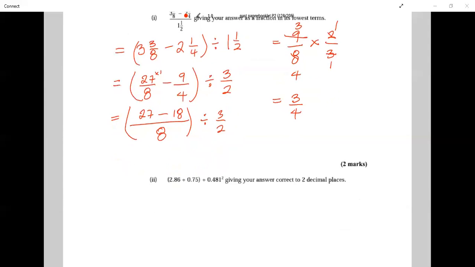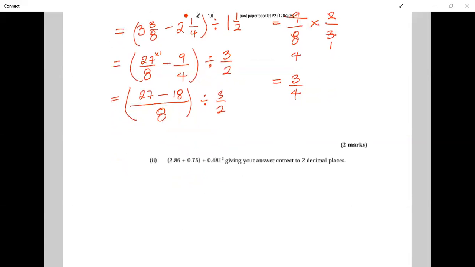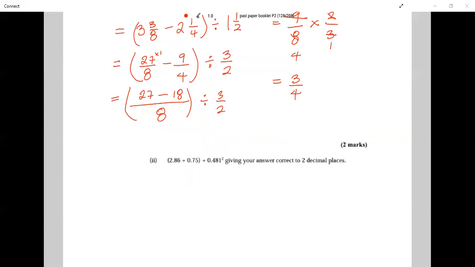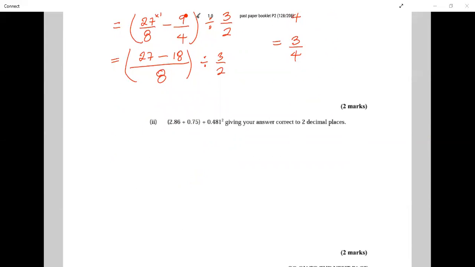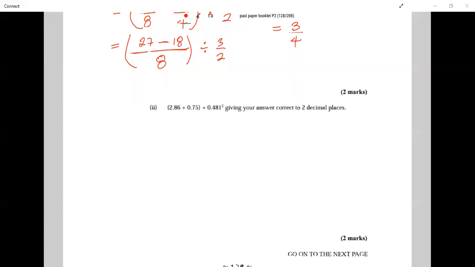Part II says 2.86 plus 0.75, all plus 0.481 squared, giving your answer correct to 2 decimal places. Now, if you wanted to, you could have just plugged that in a calculator and pressed equal. You could have done that, or you could do it in pieces.